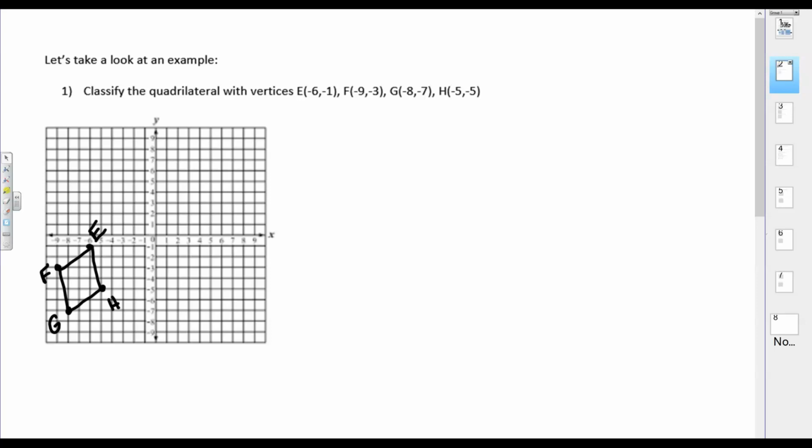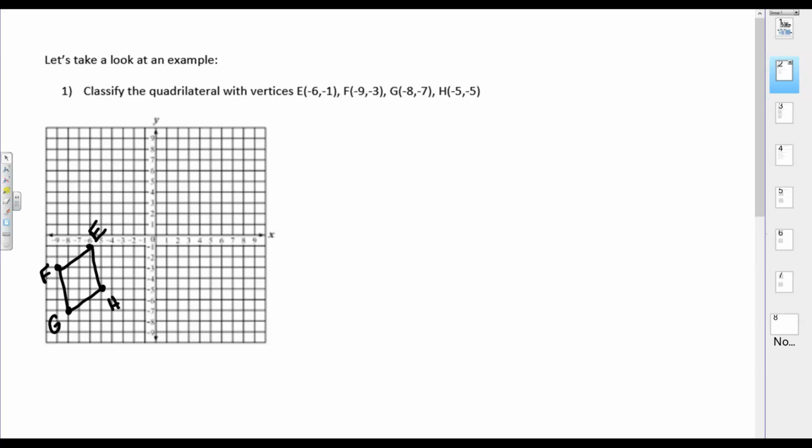Just looking at this, my knee-jerk reaction says that looks a little bit like a rhombus. But I don't know for sure that that's a rhombus. What I need to do is actually do the math to prove that it's a rhombus. The point of a coordinate proof is not to get the final answer. It's to prove definitively with math that the shape you see is the shape you think it is.